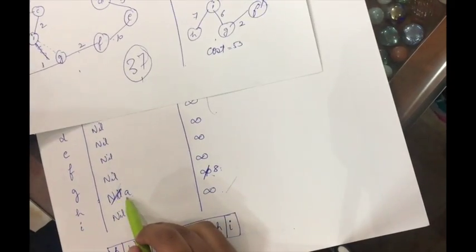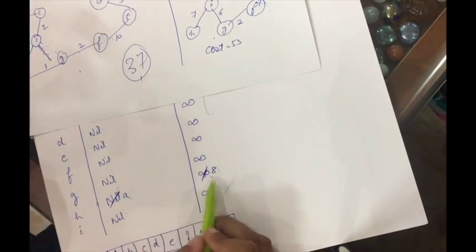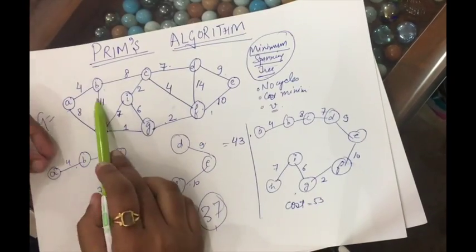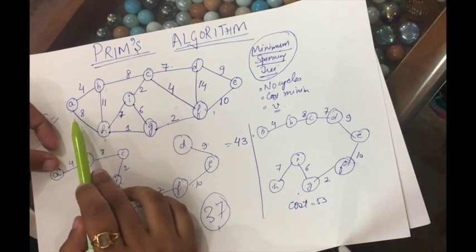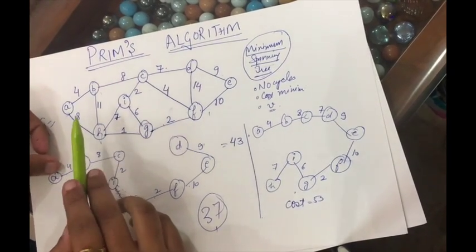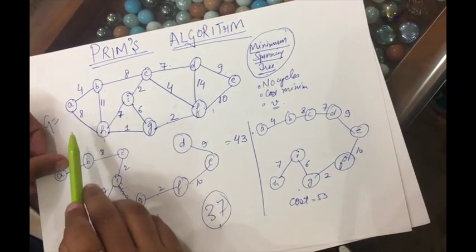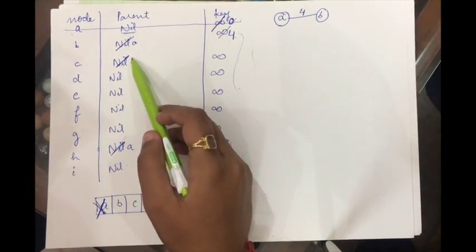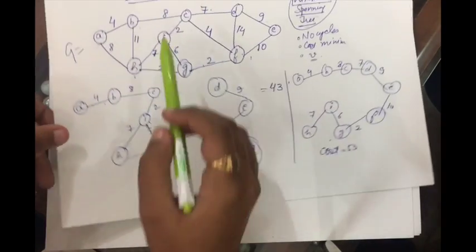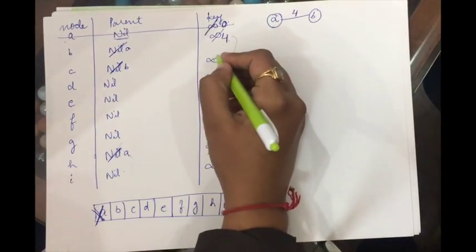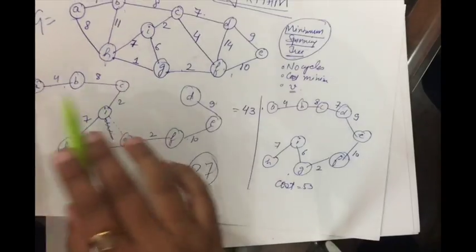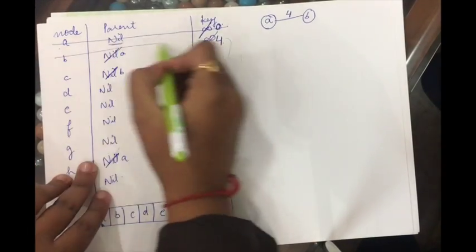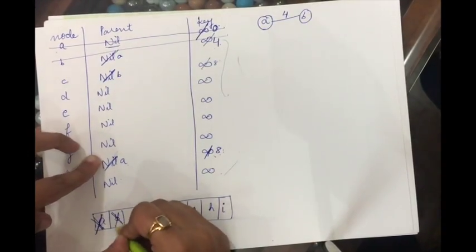But H already has a parent A. So now we have to check this value. B is giving it a value of 11 and A had given it a value of 8. We always need the minimum value, so I will let the value be 8. And the parent of C is B with the value of 8. Since B has been completely traversed, we'll remove it from here and also from the heap.